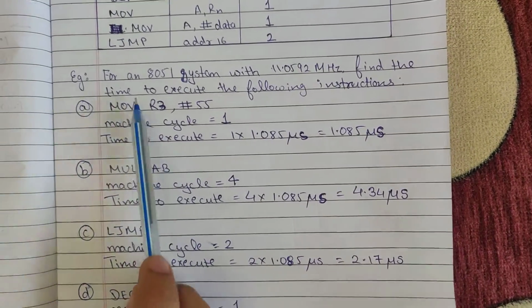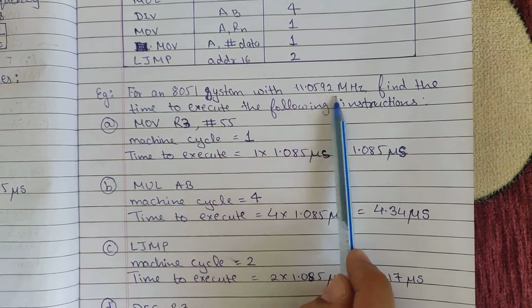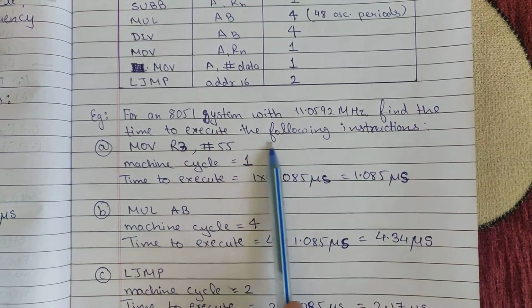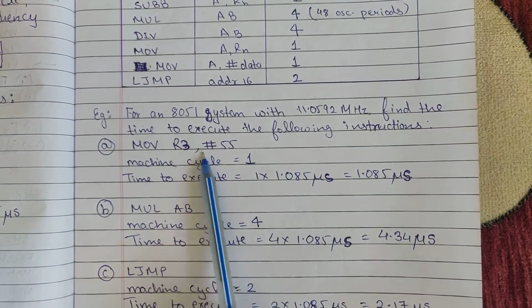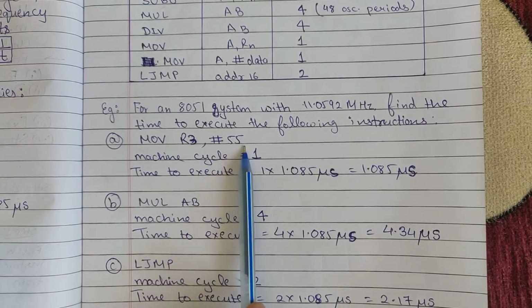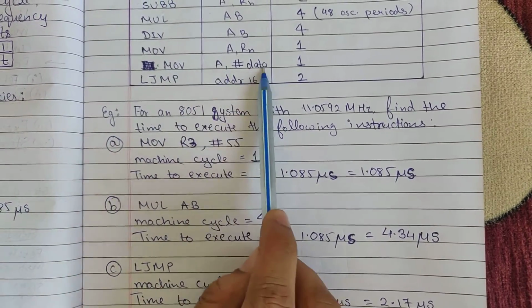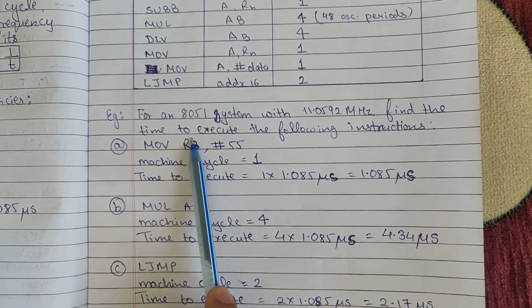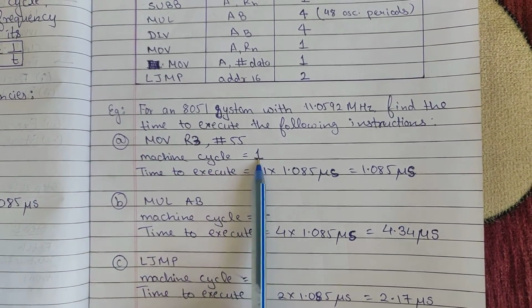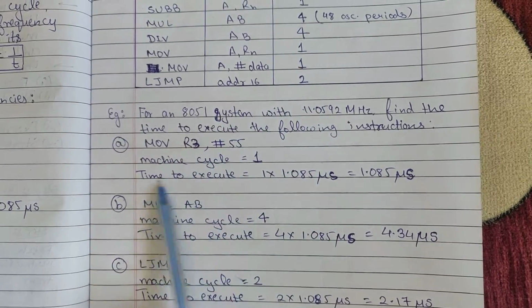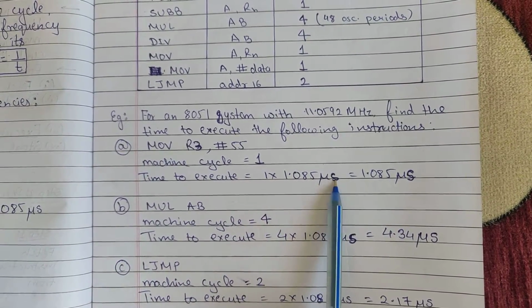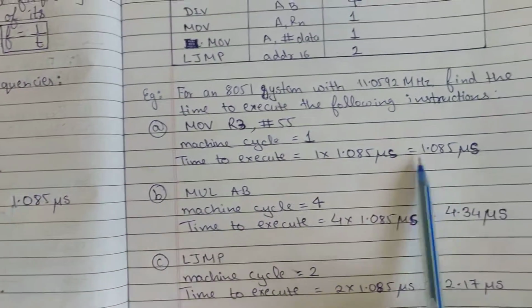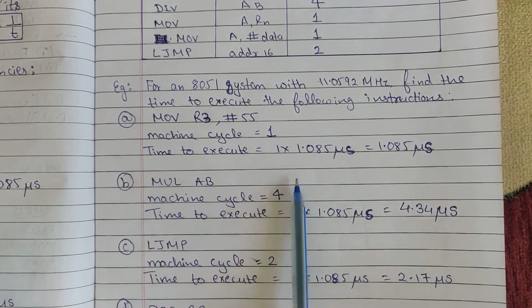Let's solve some examples. We are given an 8051 system with an 11.059 megahertz crystal, and we have to find the time to execute the following instructions. So MOV R3 comma hash 55, where R3 is the register, and you know for MOV it's 1 machine cycle, so the time to execute will be 1 into 1.085 microseconds. The 1.085 microseconds came from here, so that is 1.085 microseconds.